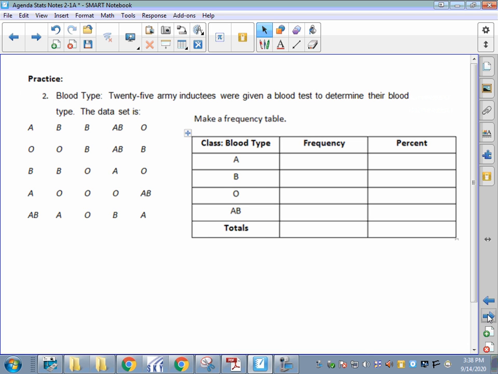So if we're talking about blood type, we've got 25 Army inductees given a blood test to determine their blood type. Here's our data set over here.